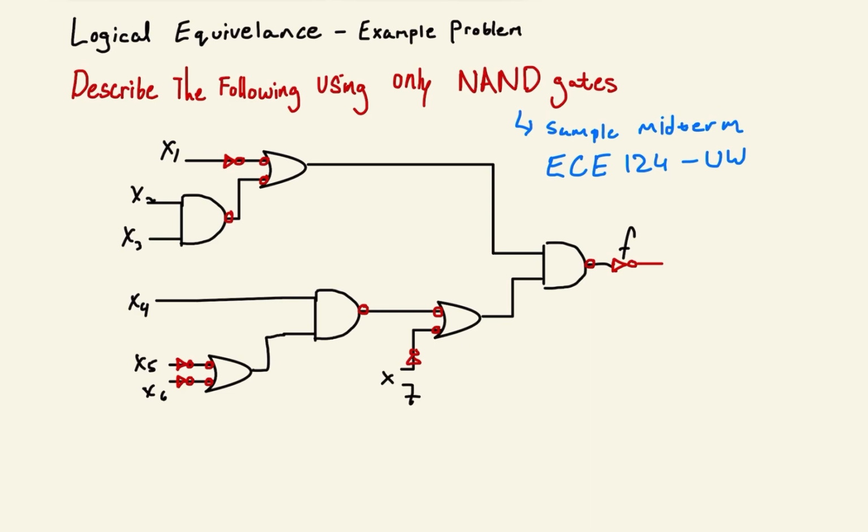Alright, now we have a pretty good idea of what our circuit is going to look like. We know how to describe NOT gates using NAND gates, and we know that we can use De Morgan's law to turn our OR gates into NAND gates. So let's follow through and create our new circuit.